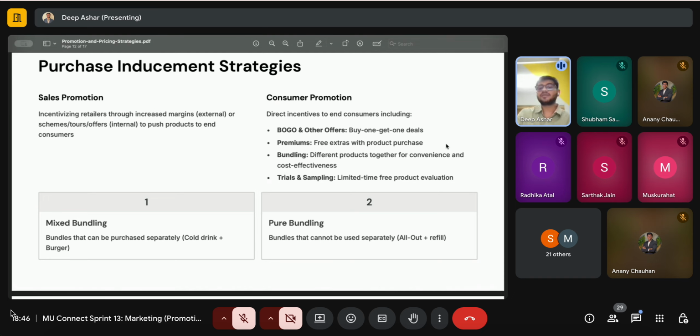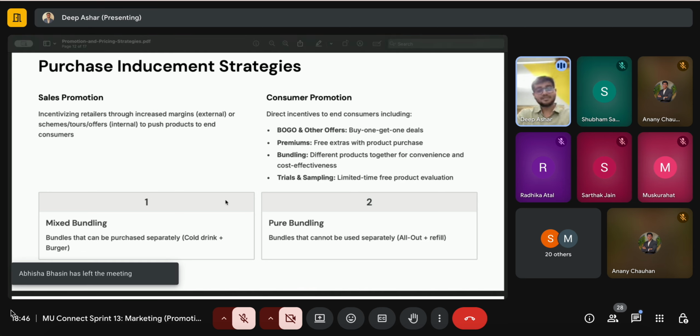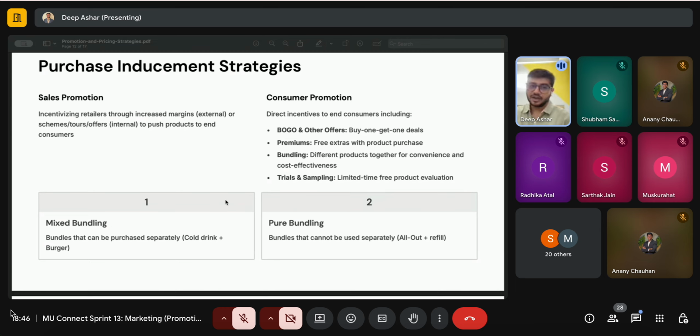The second one is where you're giving premiums, where you're giving free extra with product purchase. So what this means is, a lot of you would have seen that on Lay's or Kurkure they say 30% extra. So you feel that you're paying 10 rupees and instead of 100%, you're getting 130% in terms of the quantity. You feel that's a better value that you're being given here. That's what is known as premiums.